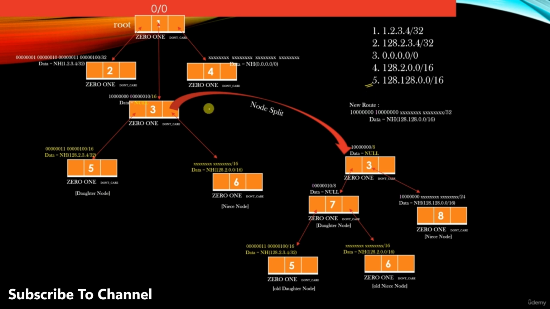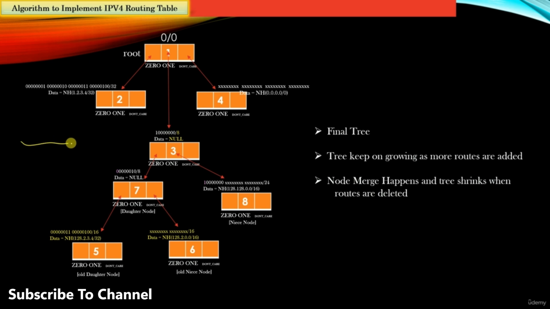Alright, so it is node 3 which will undergo split again, and it will give birth to the new node 7 and node number 8 in the mTry. So if you want to see one complete tree, the following is the tree which would be created after insertion of the 5 routes that we have discussed. So this is the final tree, and the tree keeps growing as more routes are added to the tree.